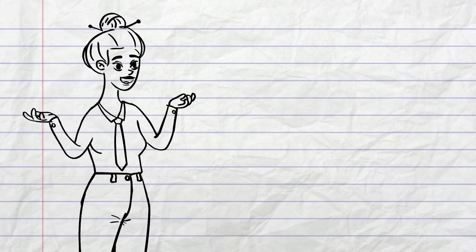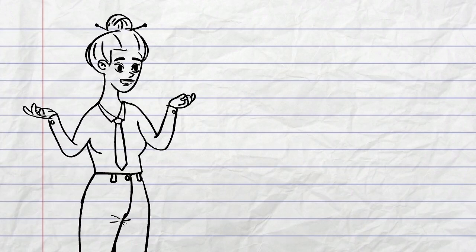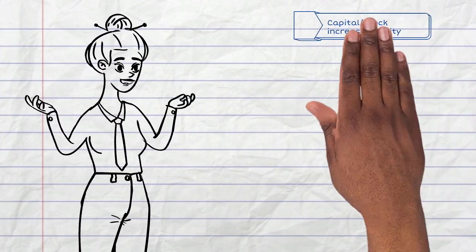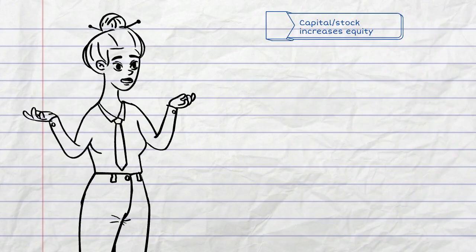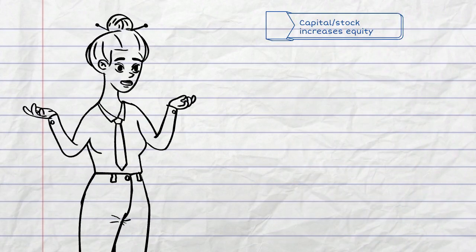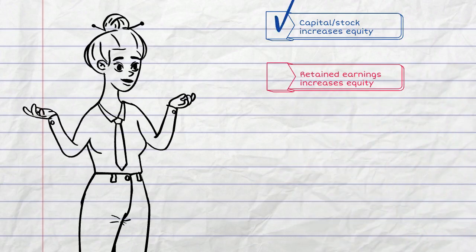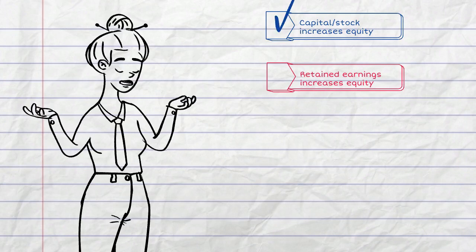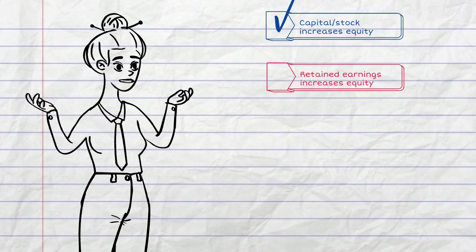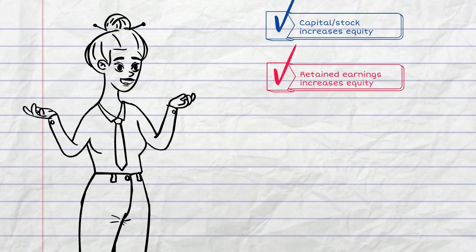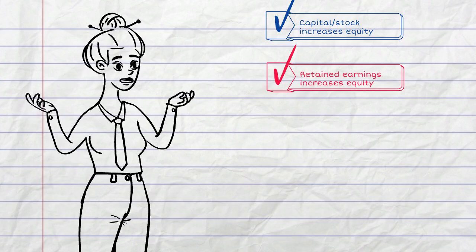Not only are there layers, but they change equity in different ways. The capital or stock accounts increase equity. If a stock account increases, equity increases. Retained earnings also increases equity. If retained earnings increases, equity increases. So far, so good. Now, what about those accounts under retained earnings?